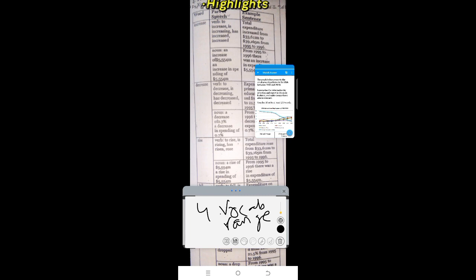Also, number 5 would be structure. So what is the structure of your essay? There should be an introduction, there should be arguments, meaning description of that graph or pie chart, and then a conclusion. Just like that, you need to have a powerful flow.